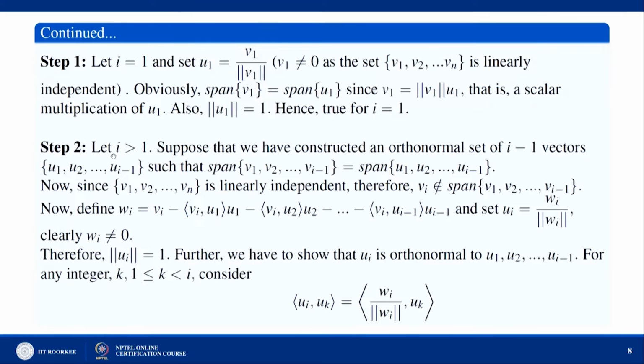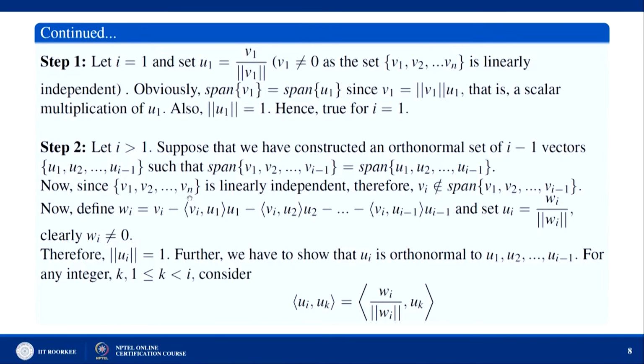Basically, what I assumed in step 2 is that we have constructed an orthonormal set of i minus 1 vectors U1, U2 up to Ui minus 1 such that the span of these i minus 1 Vi's is equal to the span of these i minus 1 Ui's. Now, first of all, since these vectors are linearly independent, of course Vi cannot be expressed as a linear combination of the i minus 1 Vi's. If it could, this Vi would belong to the span of this set, which means the set is linearly dependent. So of course this Vi will not belong to the span of this, number one.